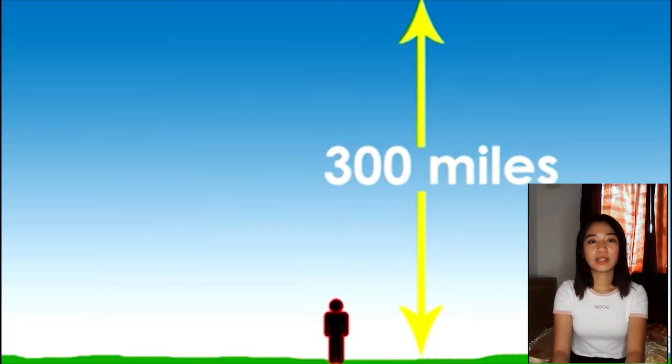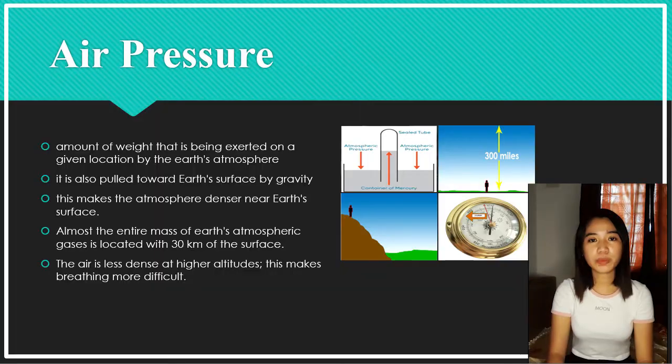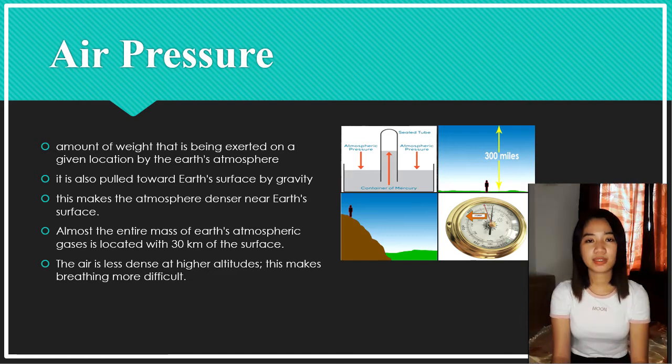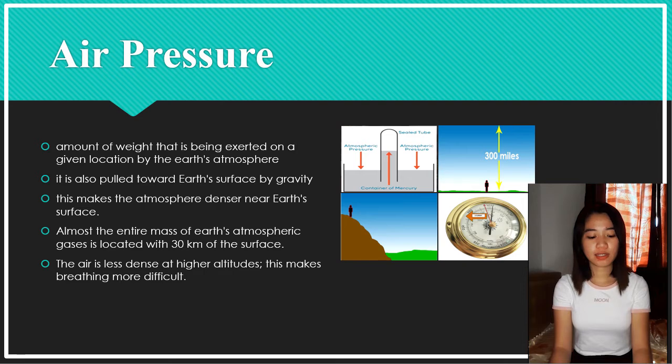You have to remember that the Earth's atmosphere is about 300 miles thick, and is also pulled towards Earth's surface by gravity. This makes the atmosphere denser near Earth's surface. The entire mass of Earth's atmospheric gases is located within 30 km of the surface. The air is less dense at higher altitudes. This makes breathing more difficult.